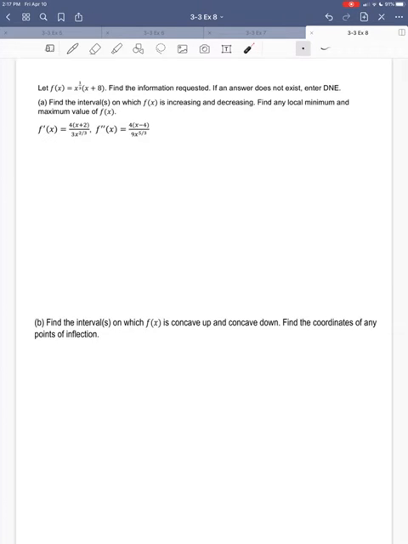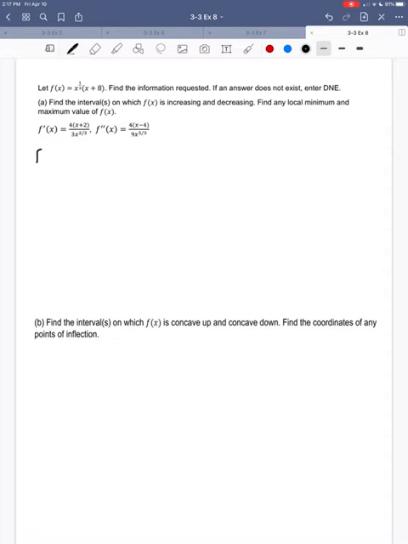So my function here is x to the 1/3 power times x plus 8. And we've got these derivatives already established. So if I want to find where the function is increasing or decreasing, I need to decide where the first derivative is positive and negative. And that's going to change signs at the critical numbers, which is where the function is either equal to 0 or the function is undefined.